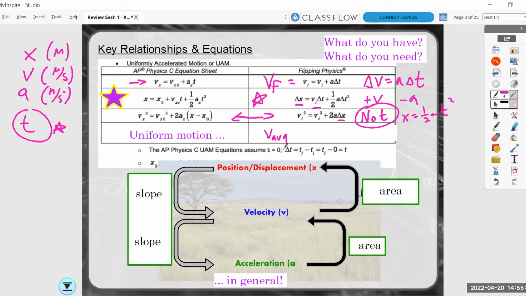There it is, our v average, which is delta x over delta t, right? Total distance over total time. We can also write it as initial plus final divided by 2. That is not one you actually need, but it can be handy at times. People tend to confuse that average velocity for the initial or final, but it's in fact right in the middle.